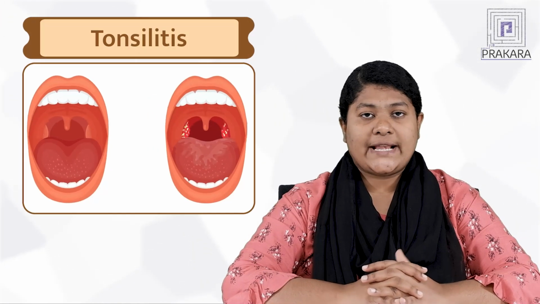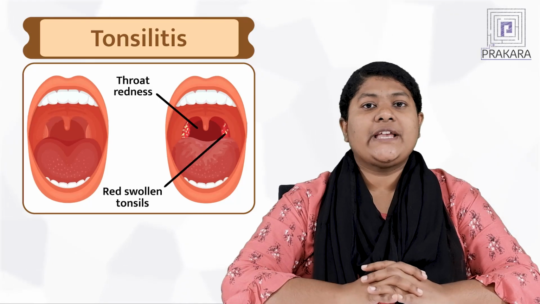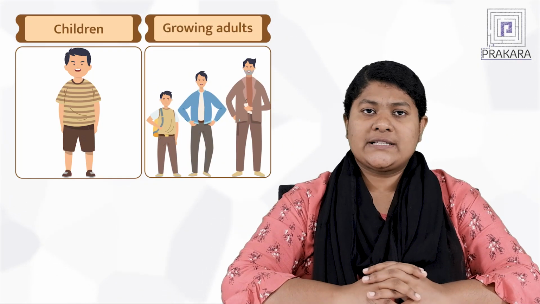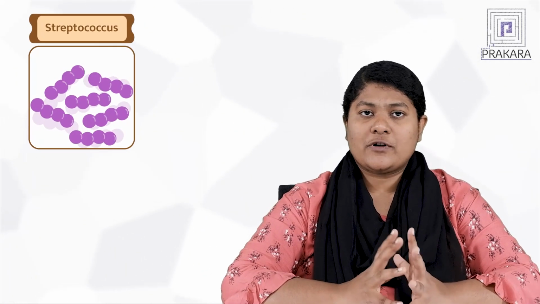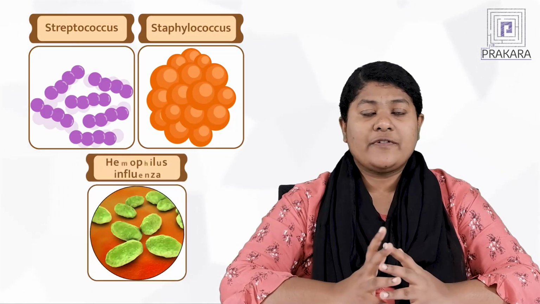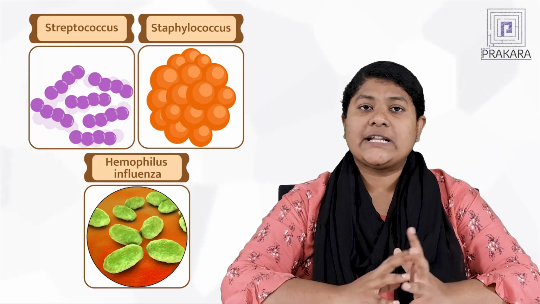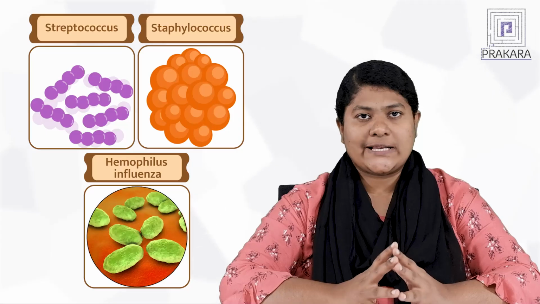The next condition we can look into is tonsillitis. In simple terms, it is the inflammation of the tonsils. It is predominantly seen in children or growing adults. This infection may be caused by streptococcus, staphylococcus and Haemophilus influenzae. These are certain organisms which lead to tonsillitis.